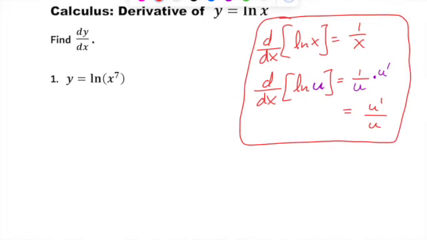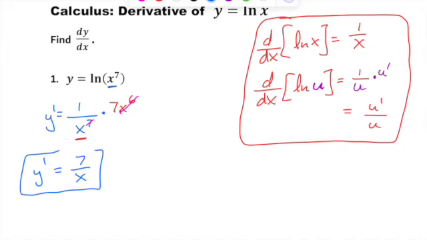Number one, start off pretty simple here. y equals ln of x to the 7th. So we could jump right in and start differentiating and say y prime is equal to 1 over that argument of x to the 7th, and then multiply by that argument's derivative. The derivative of x to the 7th is 7x to the 6th. And what you're going to find is that will reduce: that x to the 6th will cancel with all but one of those x's in the denominator, and we'll have 7 over x when all is said and done.